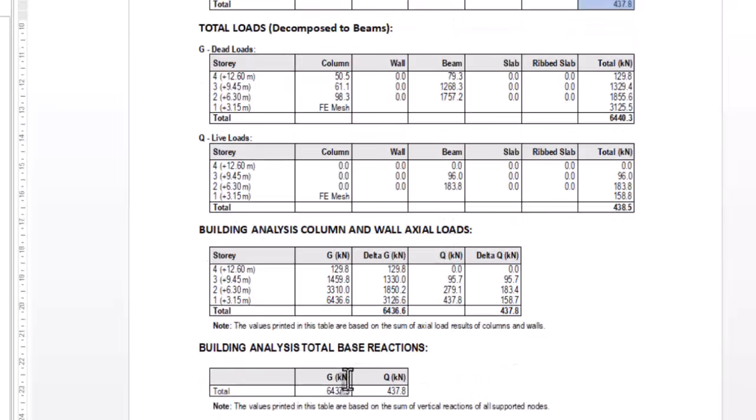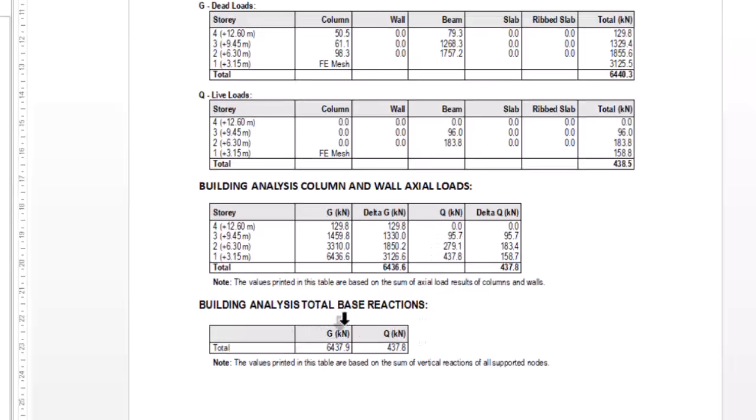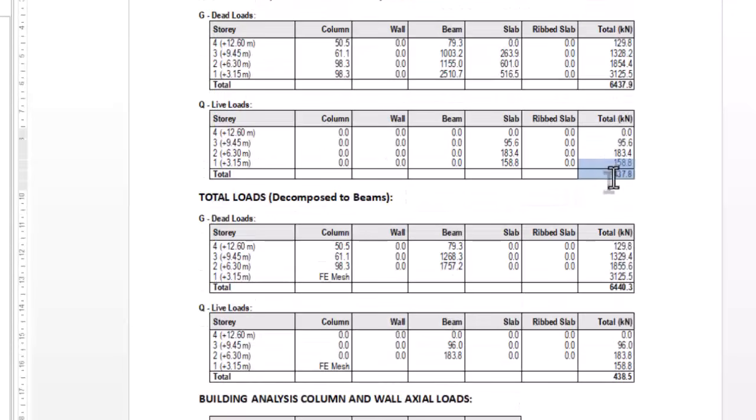Alright, so this is the right way for you to check your axial load comparison. You can see that the total load based on slab load, which is 6437.9, equals the total base reactions, which is also 6437.9, and then that of the Q load is 437.8, and over here, this is 437.8.